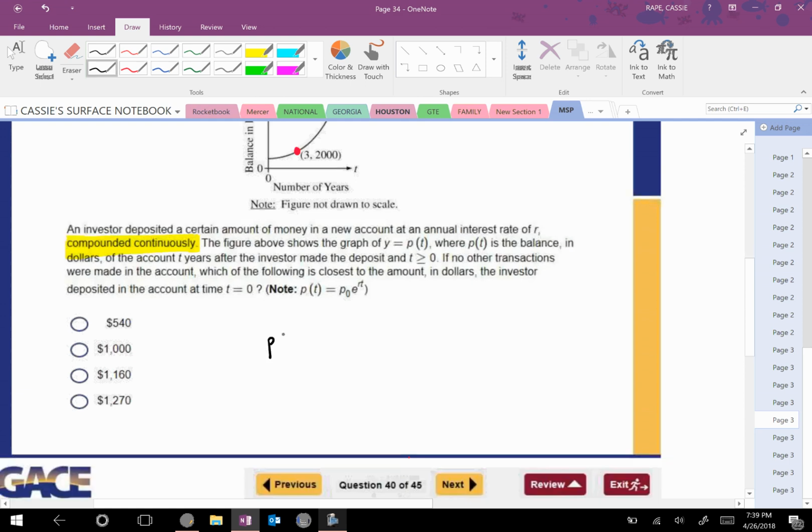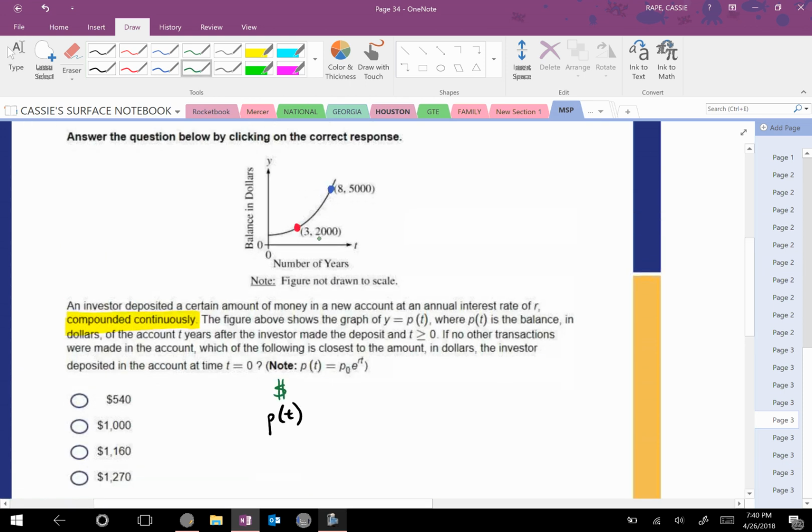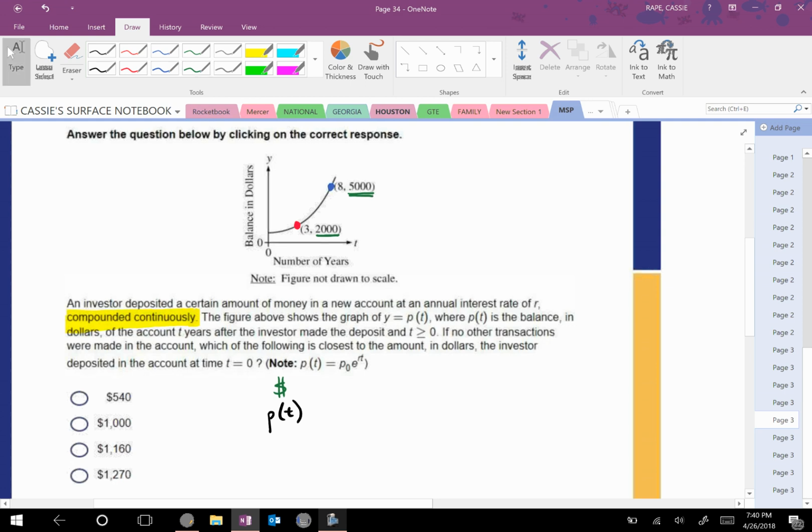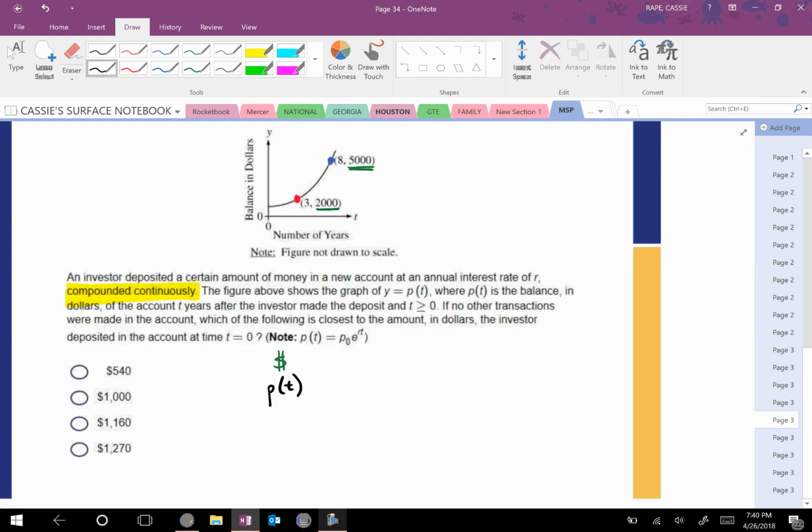P of t, and it actually tells you this part in the equation. P of t means that's the amount of money at any given time. So P of t at t equals 3 is 2,000, and P of t at t equals 8 is 5,000. Okay? The part it doesn't tell you is what P sub 0 means.